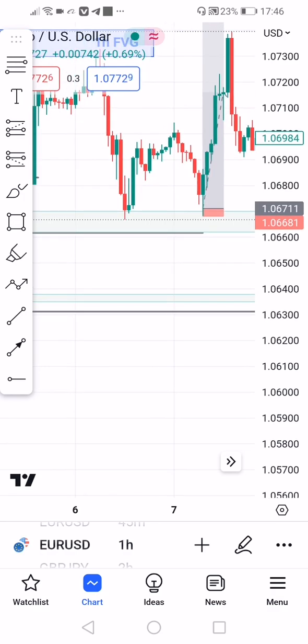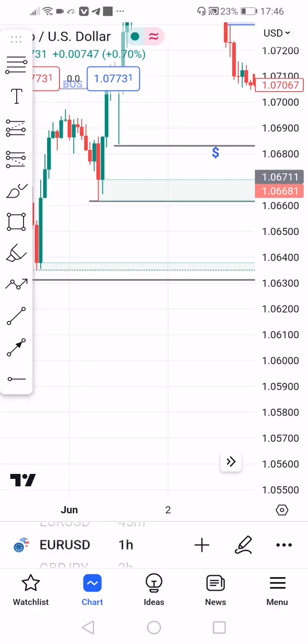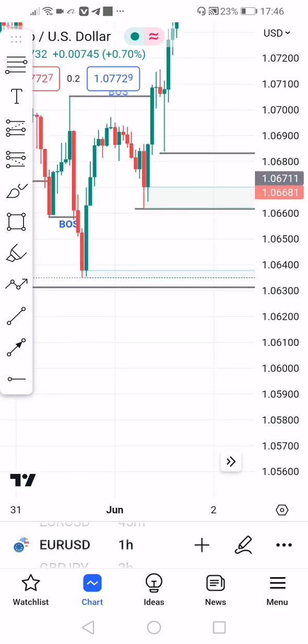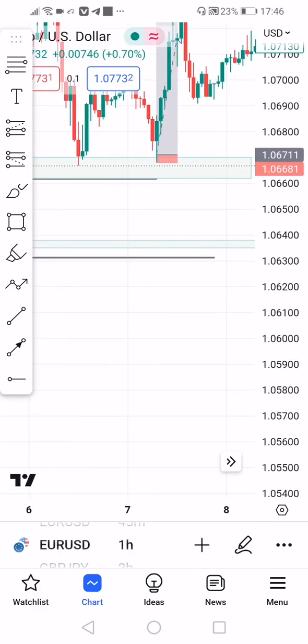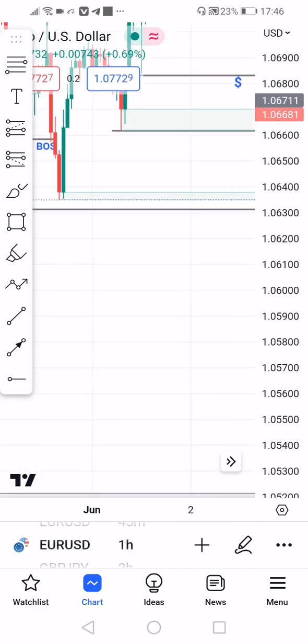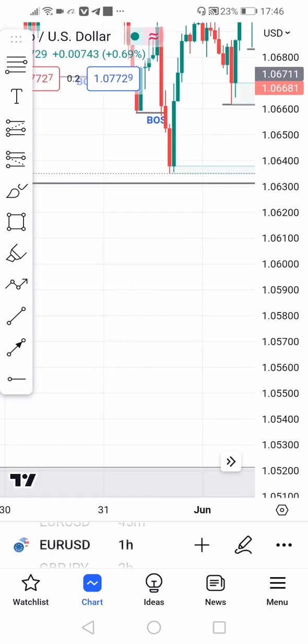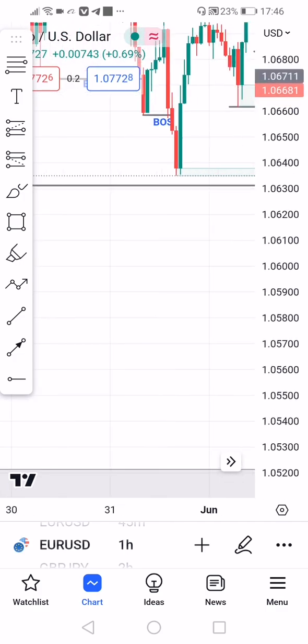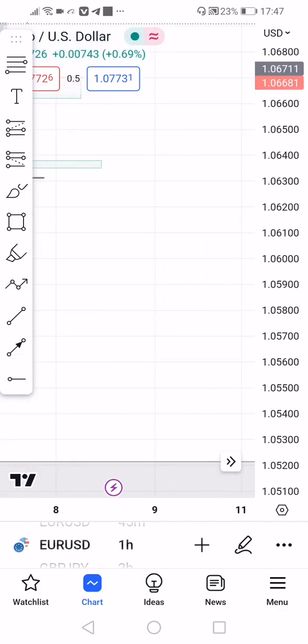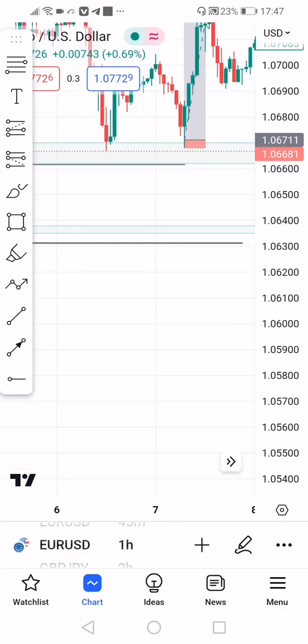I had already marked this zone here. I hope you can see I had marked the wicks in 1 hour. I was hoping that price could come back here to these wicks, and also to break this level here. But price was failing to break there.